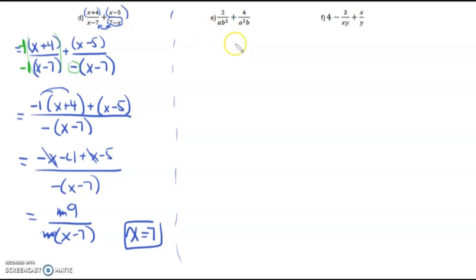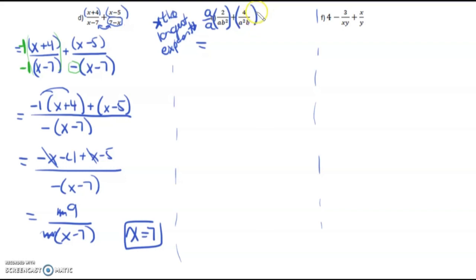All right, E. We have ab squared and a squared b. So what we're going to do is, when they're monomials, our lowest common denominator is going to be the variables with the largest exponent. Okay, so a squared is in the second fraction, so we're going to multiply the first term by a over a. And we have b squared in the first fraction, so we are going to multiply the second term by b over b.